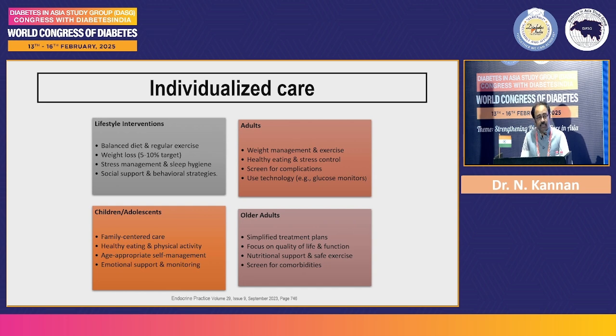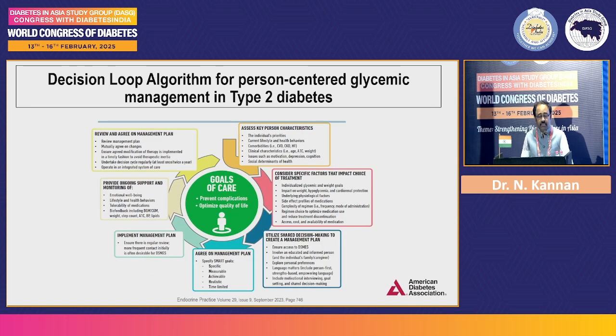So this is the background we want to consider in the primary care setup, along with lifestyle modification, including physical activity as well as dietary pattern. This is the decision loop algorithm that we want to implement. Our treatment goals are to prevent complications and optimize quality of life. That is very important, and this can be applied through accessibility and the key person characteristics.